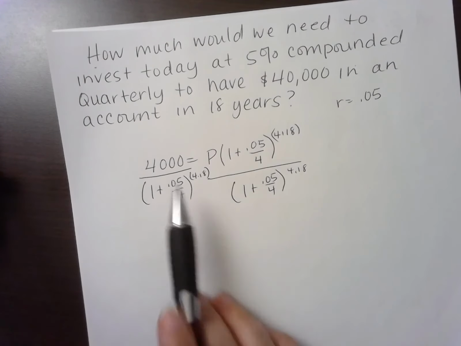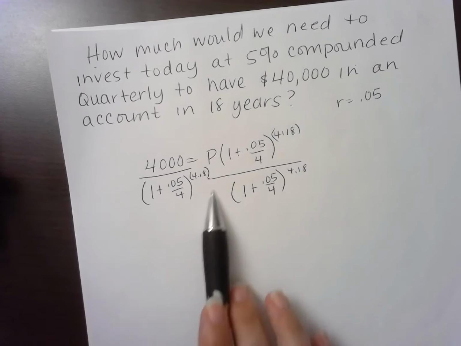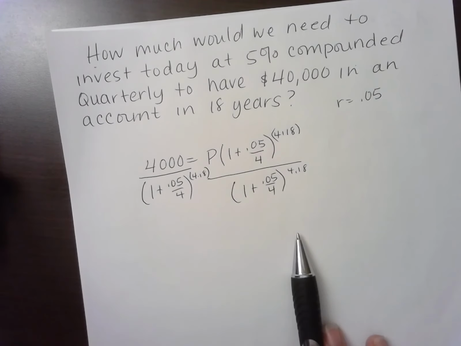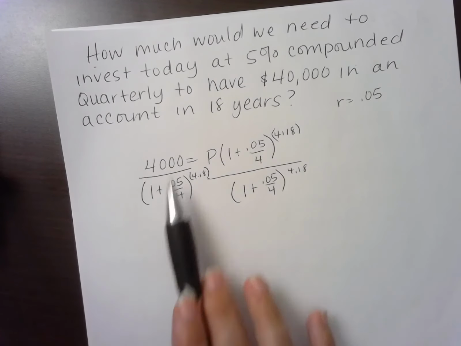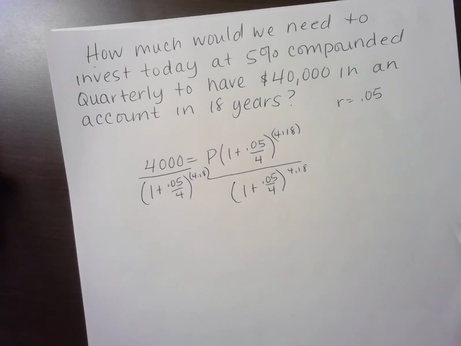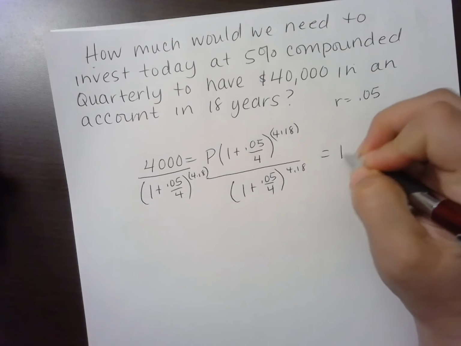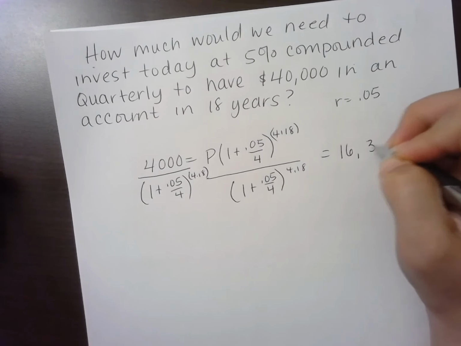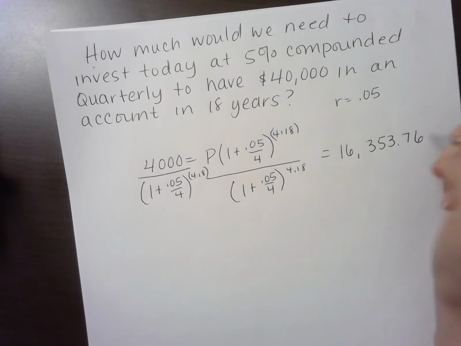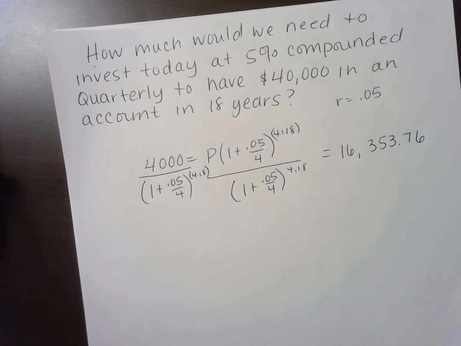So I would put this in my calculator, come up with a number, carry multiple decimal points, and then take 40,000 and divide by that. When I do this, I end up with $16,353.76. That's unfortunate, because that's quite a bit of money to have up front. Hopefully maybe the rates will go up and it'll be a little bit easier.